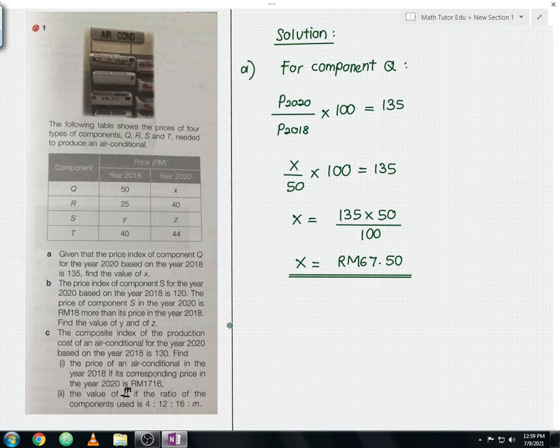The equations that we're going to form are based on the formula of price index. Since this question is involving component S, we're going to form the equation of price index based on component S. So let us begin our discussion for the question part B. Let me write here for component S.